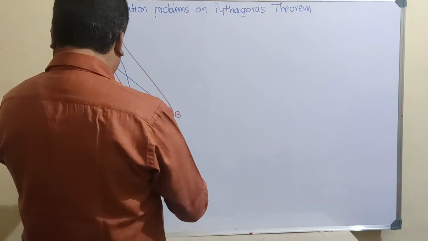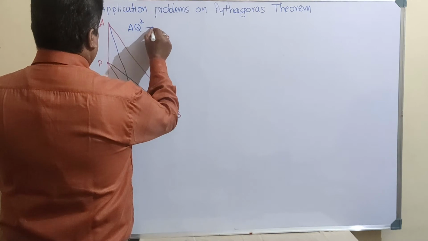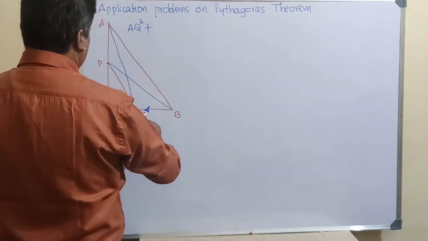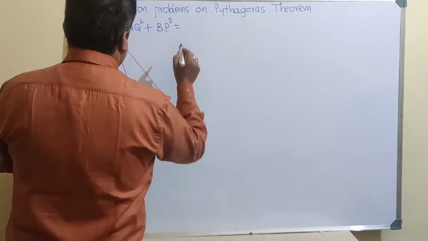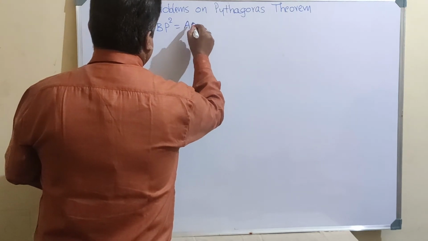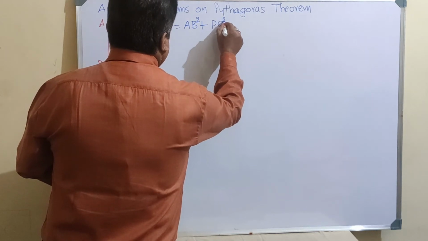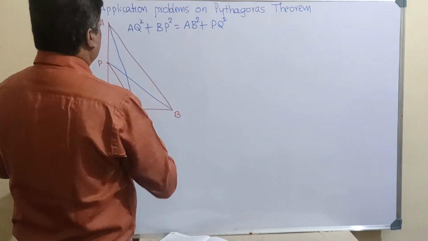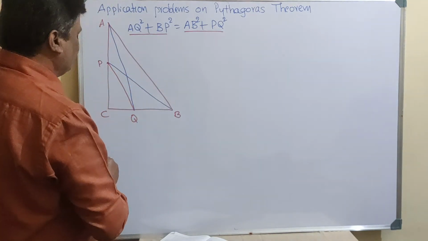So what we want to prove: AQ square plus BP square is equal to AB square plus PQ square. So this is what we want to prove.